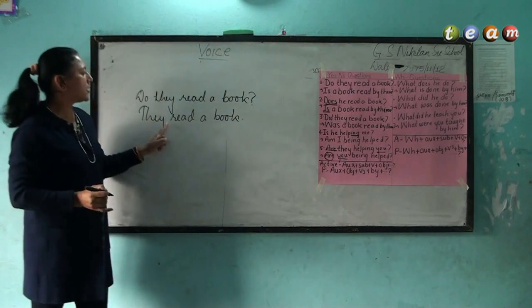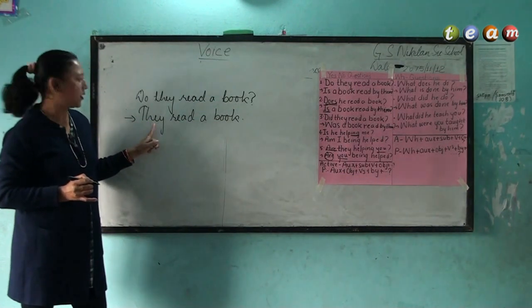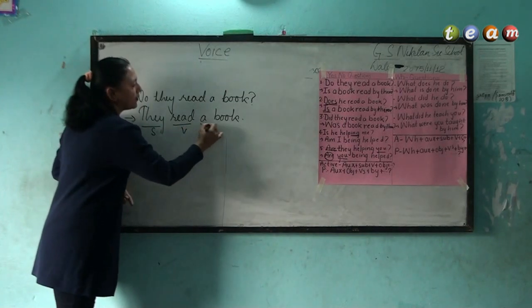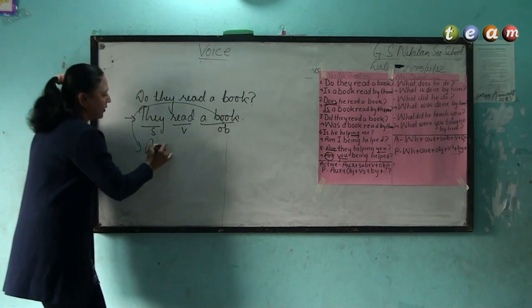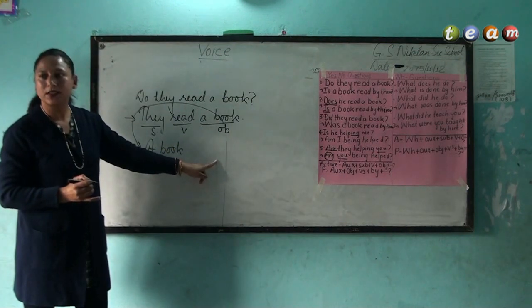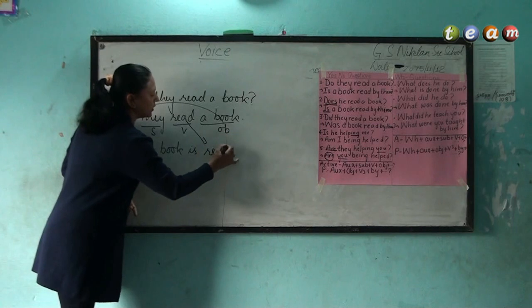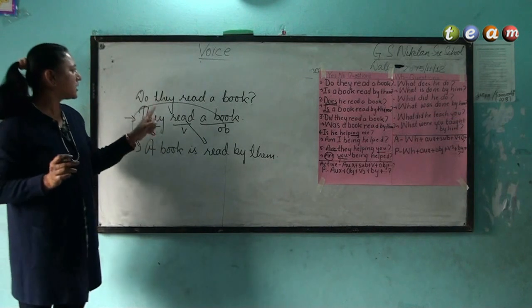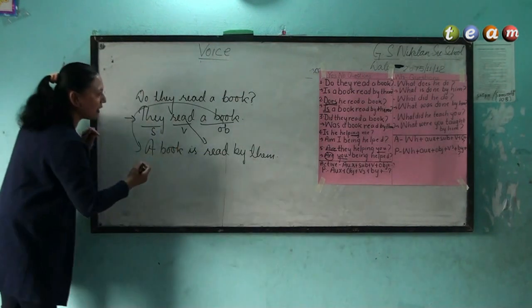Now you change this very simple sentence, and we can easily change it into passive voice. They read a book. So which one is the object here? Subject, verb, object. So we need to place this object at the beginning. A book. Now, with a book, what auxiliary verb do we need to write? Is. A book is. Now, third form of read? Read. A book is read by them. Now we need the passive structure of this sentence. Isn't it so? So, a book is read by them.